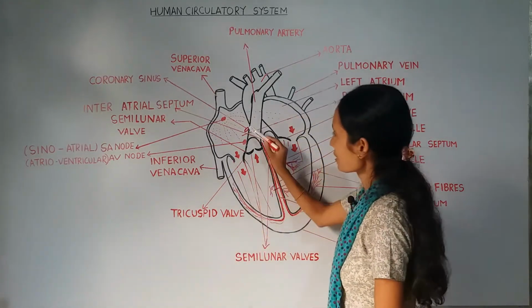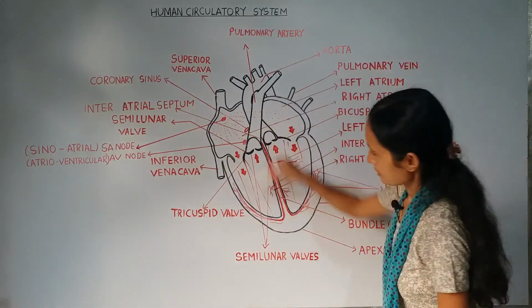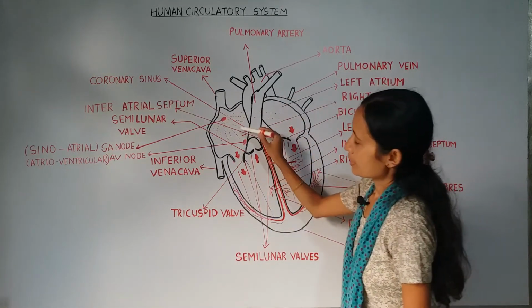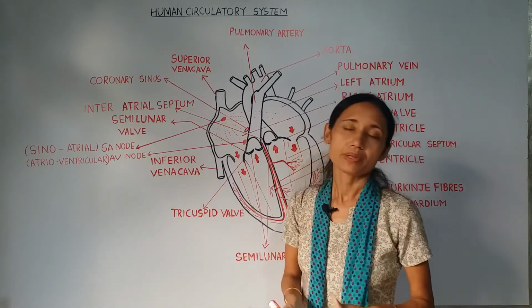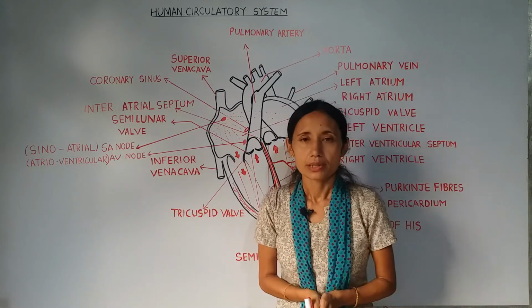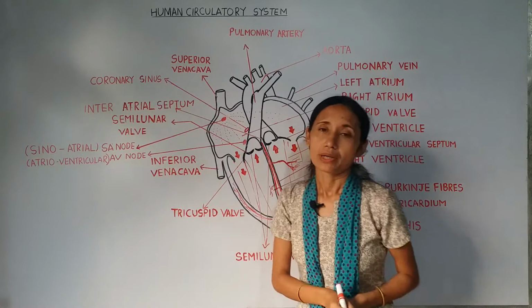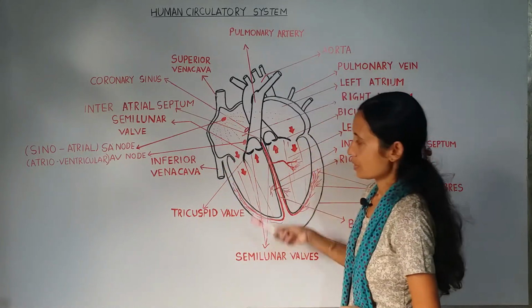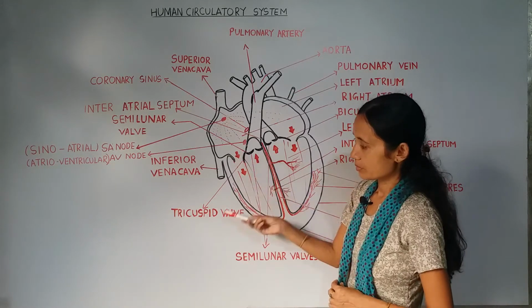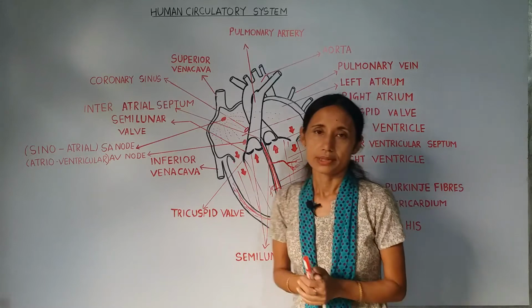And what about this? Coronary sinus. Coronary sinus will collect the blood from the heart itself, okay, from the heart itself, and it will be drained into the right atrium. So after receiving the deoxygenated blood, the right atrium will contract, okay, and the blood will be forced into the right ventricle. So we can see the valve is present here called tricuspid valve, okay. So this tricuspid valve closes, okay.